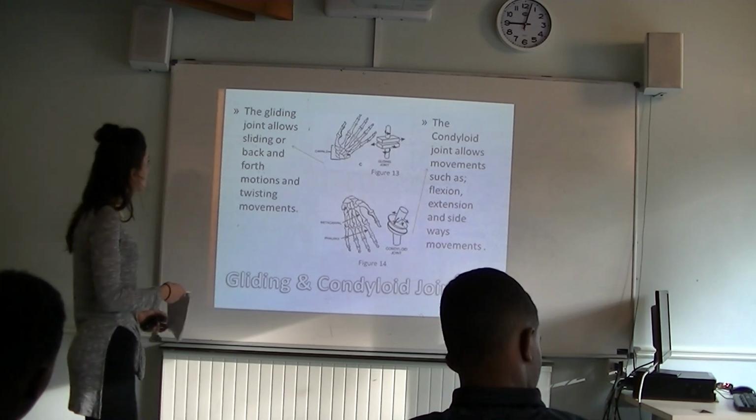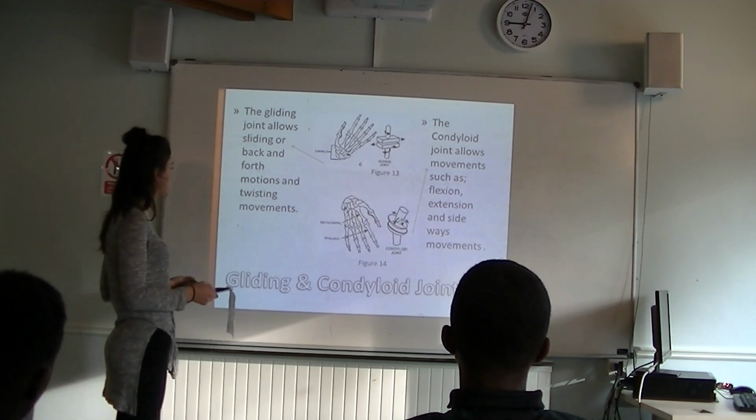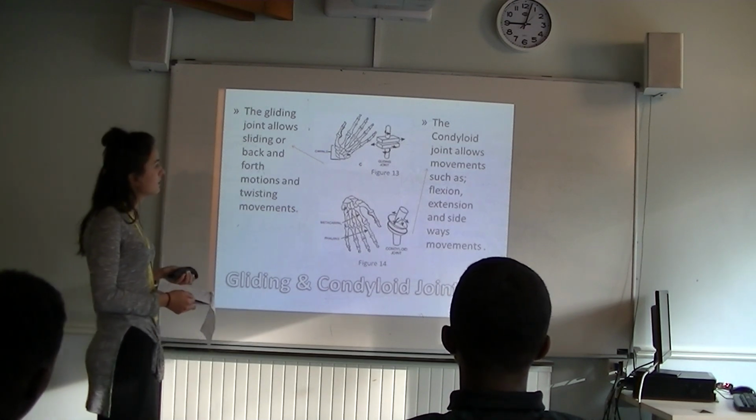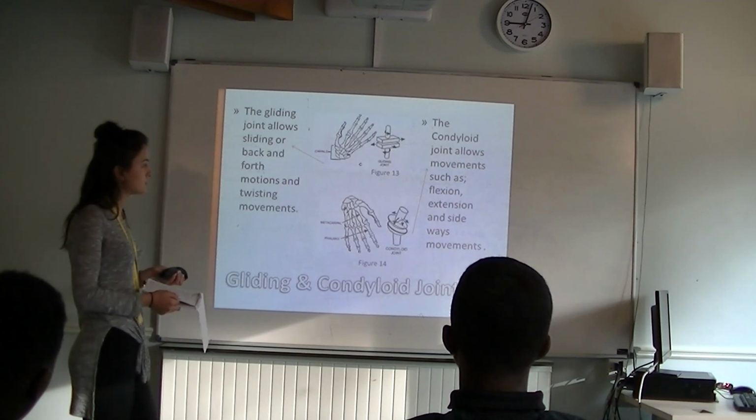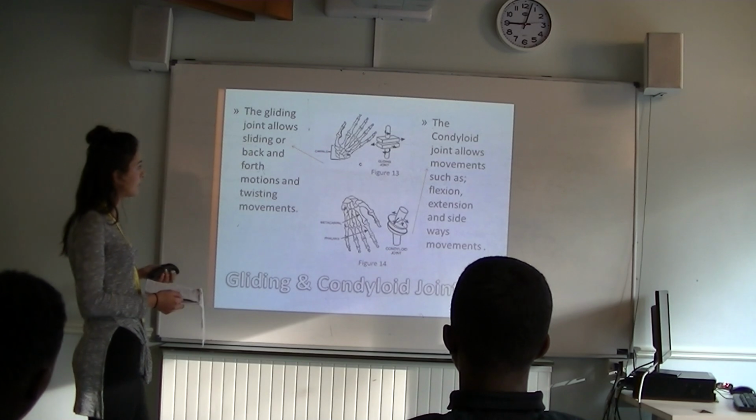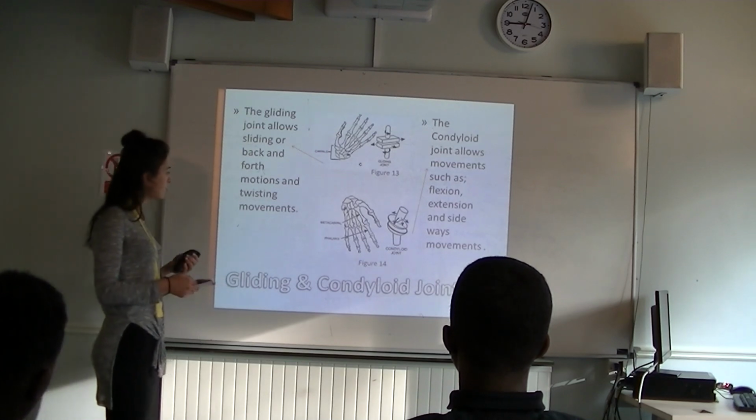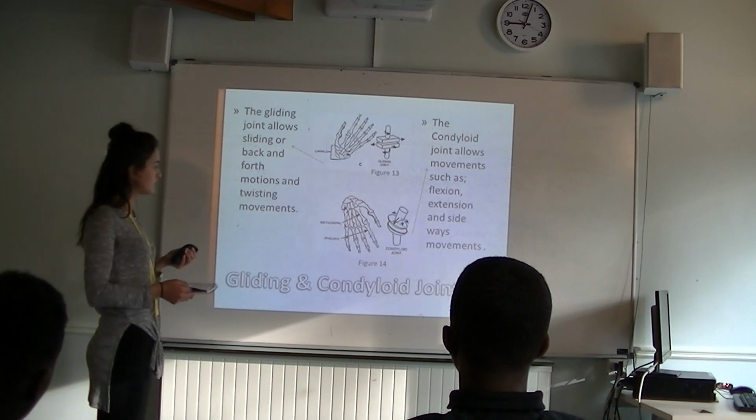Gliding joints are joints that allow sliding or backwards and forwards motions and twisting movements. The condyloid joint allows movements such as flexion, extension and sideways movements. This will help the player to catch the ball when it's thrown and when lots of bad collisions happen.